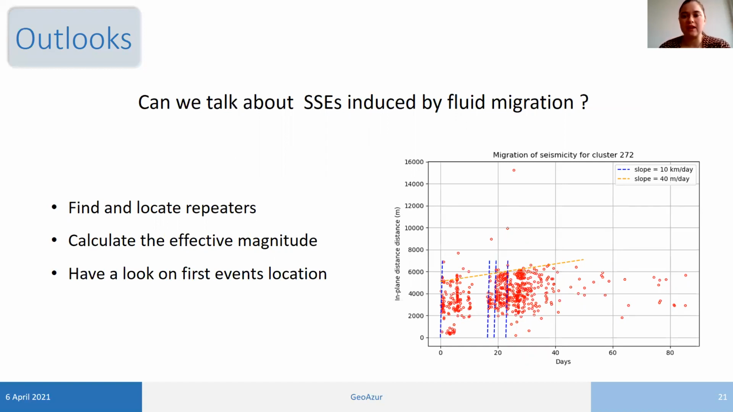To know if there is a propagation, we can look at the repeaters on the network that we have already seen in data processing, but not extracted. We know that there are repeaters. We can find and look at them. It will allow us to fix asperities on faults. To link the size and rupture velocity, we can calculate the effective magnitude for all the clusters because these two parameters are linked. And to find the fluid migration origin, we can look at the start location of the clusters to determine where the fluid comes from.